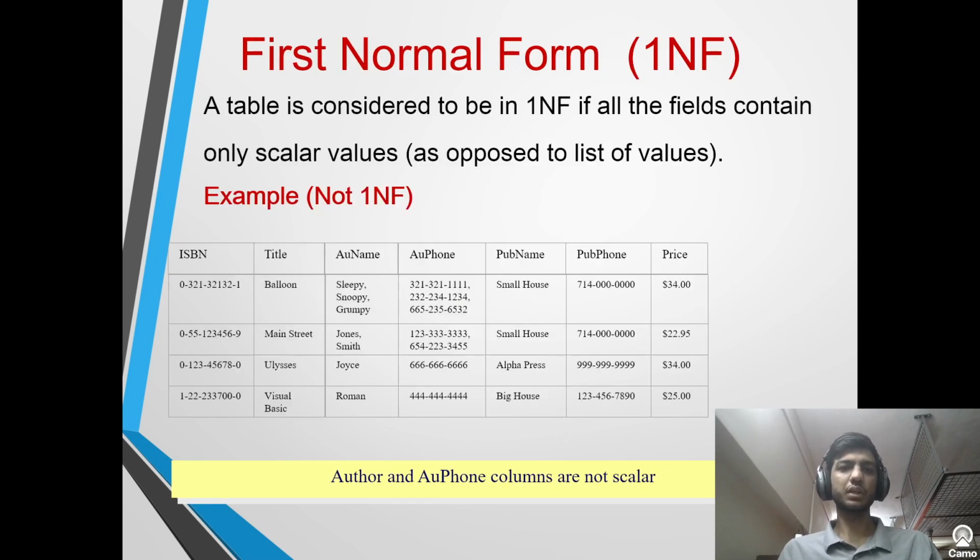First normal form. A table is considered to be in 1NF if all the fields contain only scalar values, as opposed to a list of values. As you can see in this example, there are multiple values in each box. So this is not in first normal form.